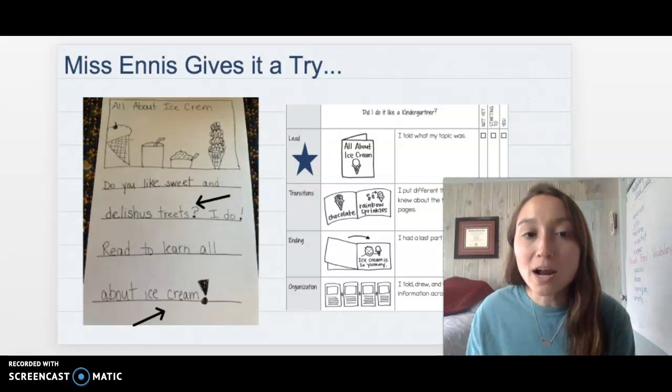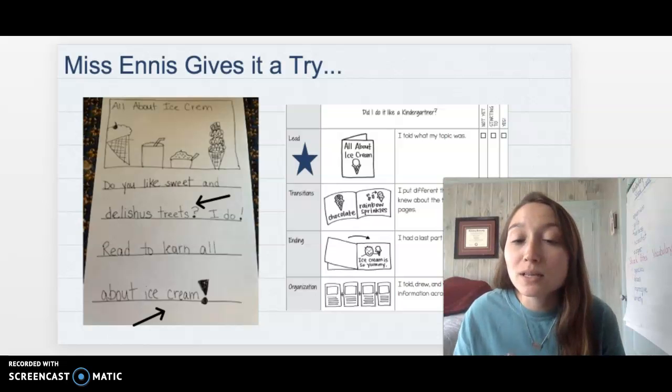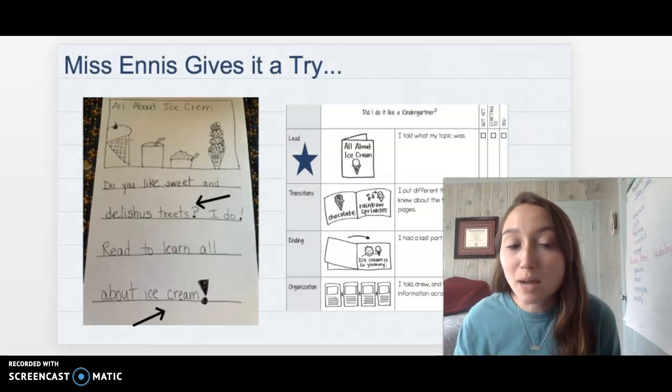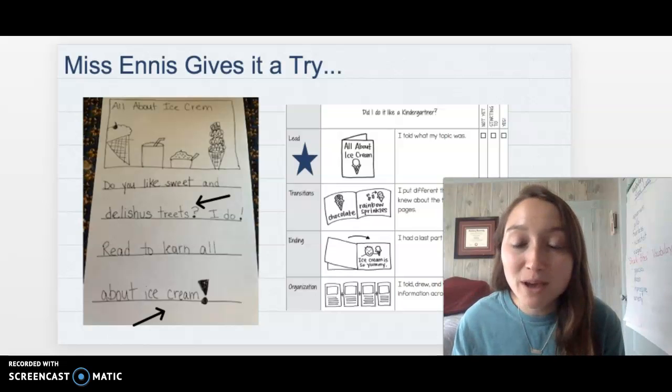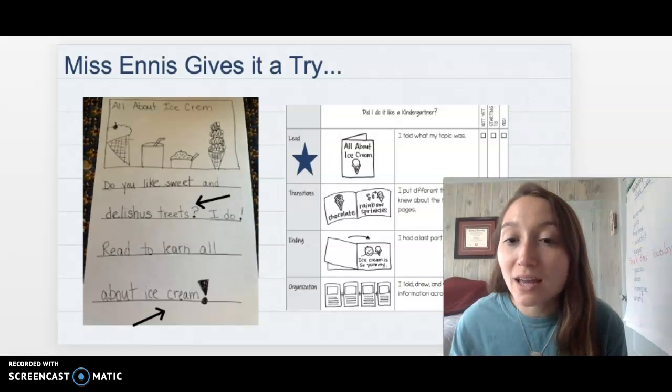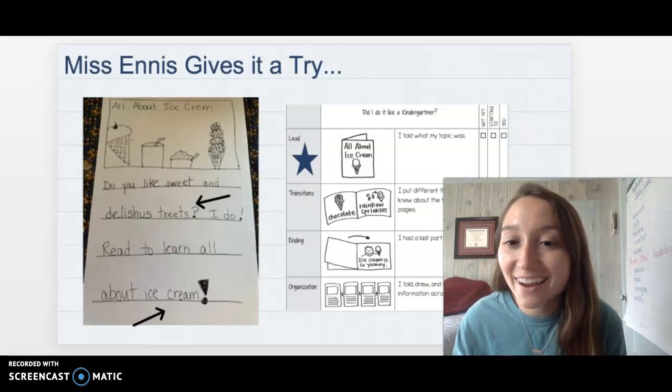So you'll see here where I have labeled the parts of my writing that show that I'm trying to lead or introduce my topic of ice cream. All right, writers, tomorrow when you have writing time, you can try adding a lead to your All About book. Give it a try. I know you can do it.